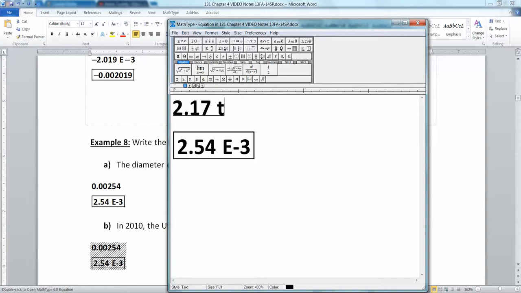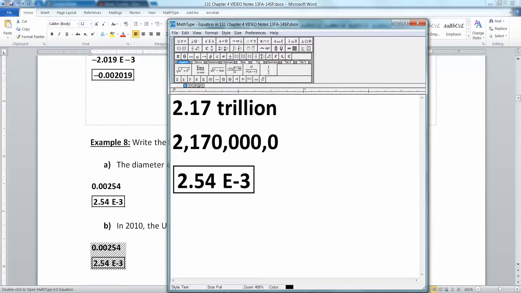All right, 2.17 trillion, that's really big. So let's write it out, first of all, in standard. 2,170,000. Let's see if this works. Ones, tens, hundreds, thousands, ten thousands, hundred thousands, millions, 10 millions, 100 millions, billions. Nope, not enough. There we go. Ones, tens, hundreds, thousands, ten thousands, hundred thousands, millions, 10 millions, 100 millions, billions, 10 billions, 100 billions, trillion. There we go.